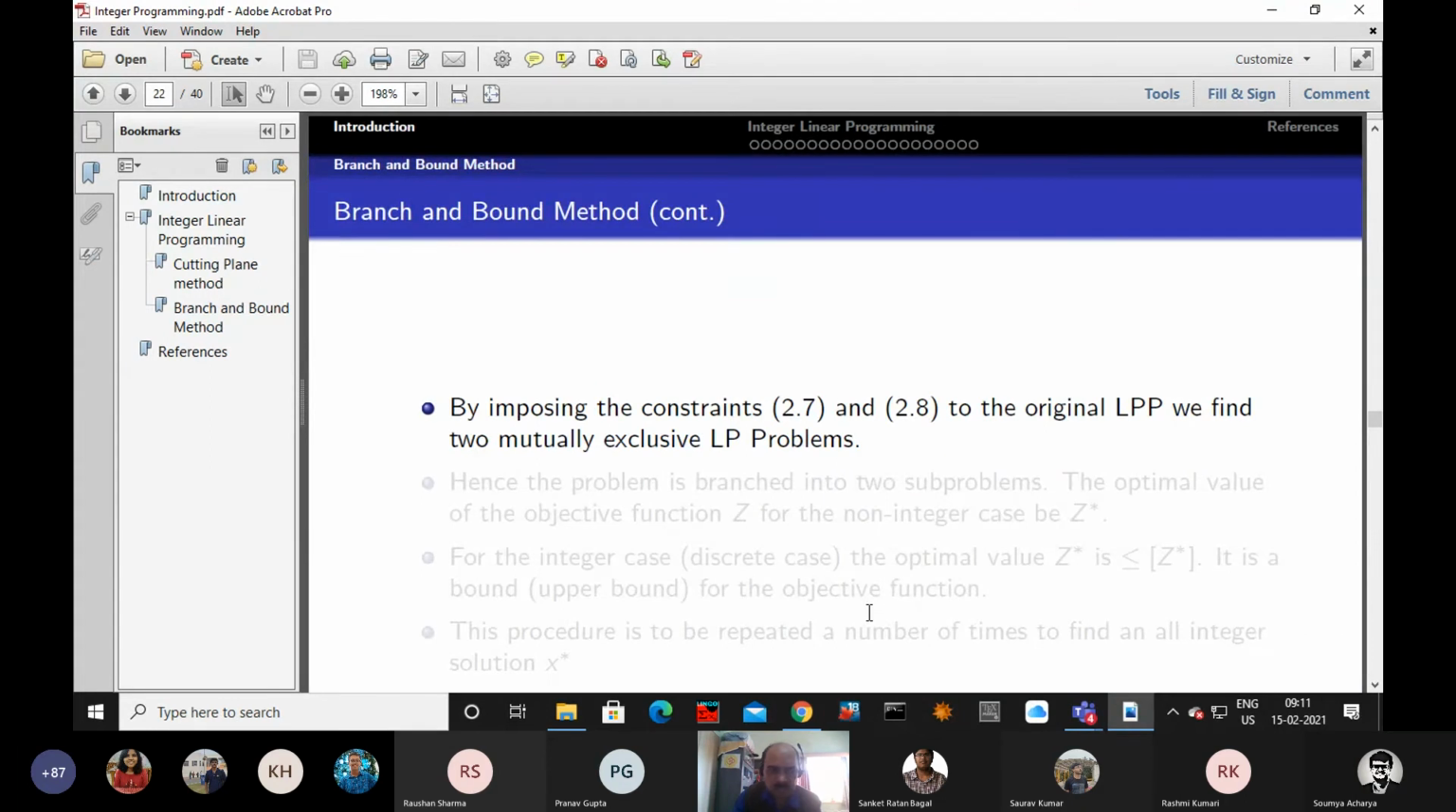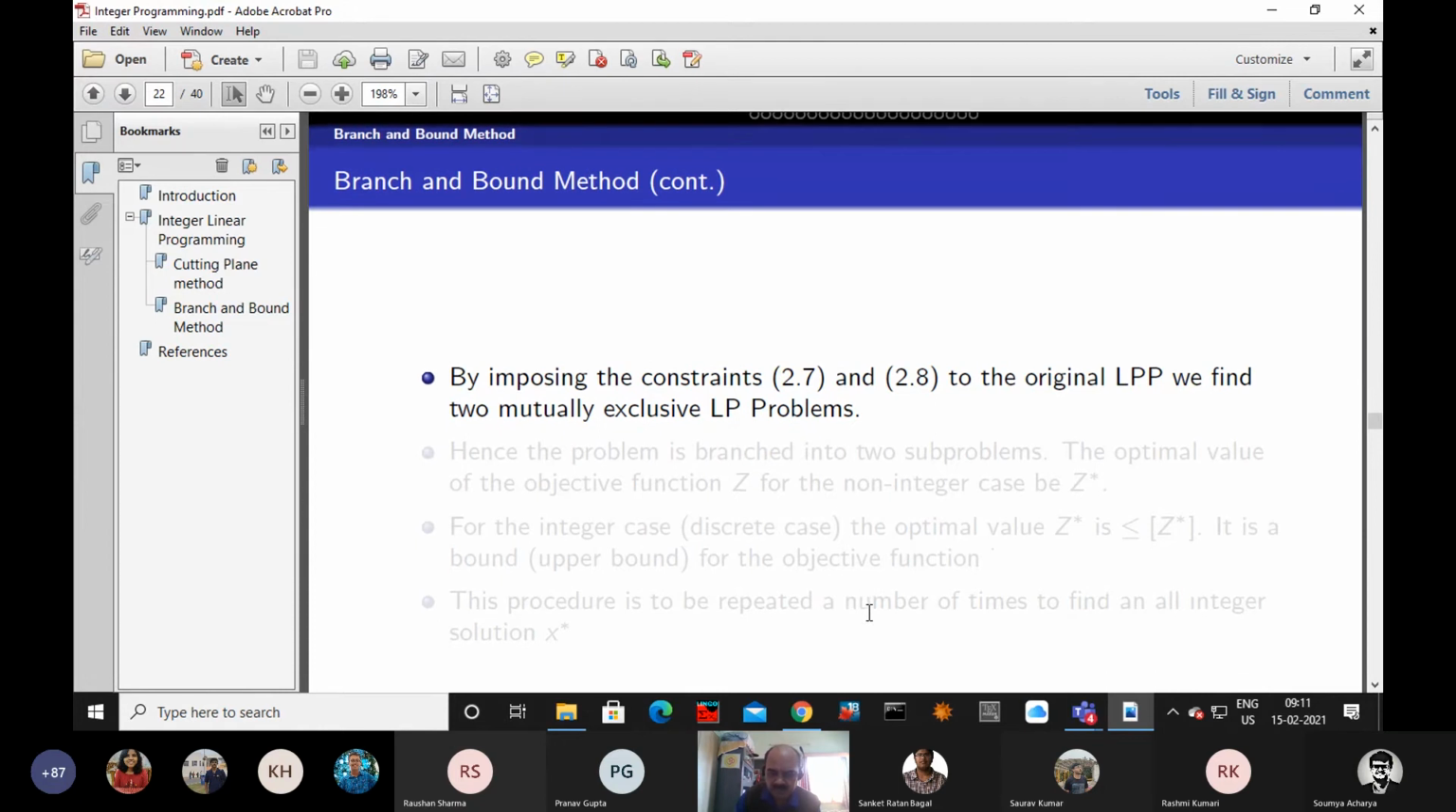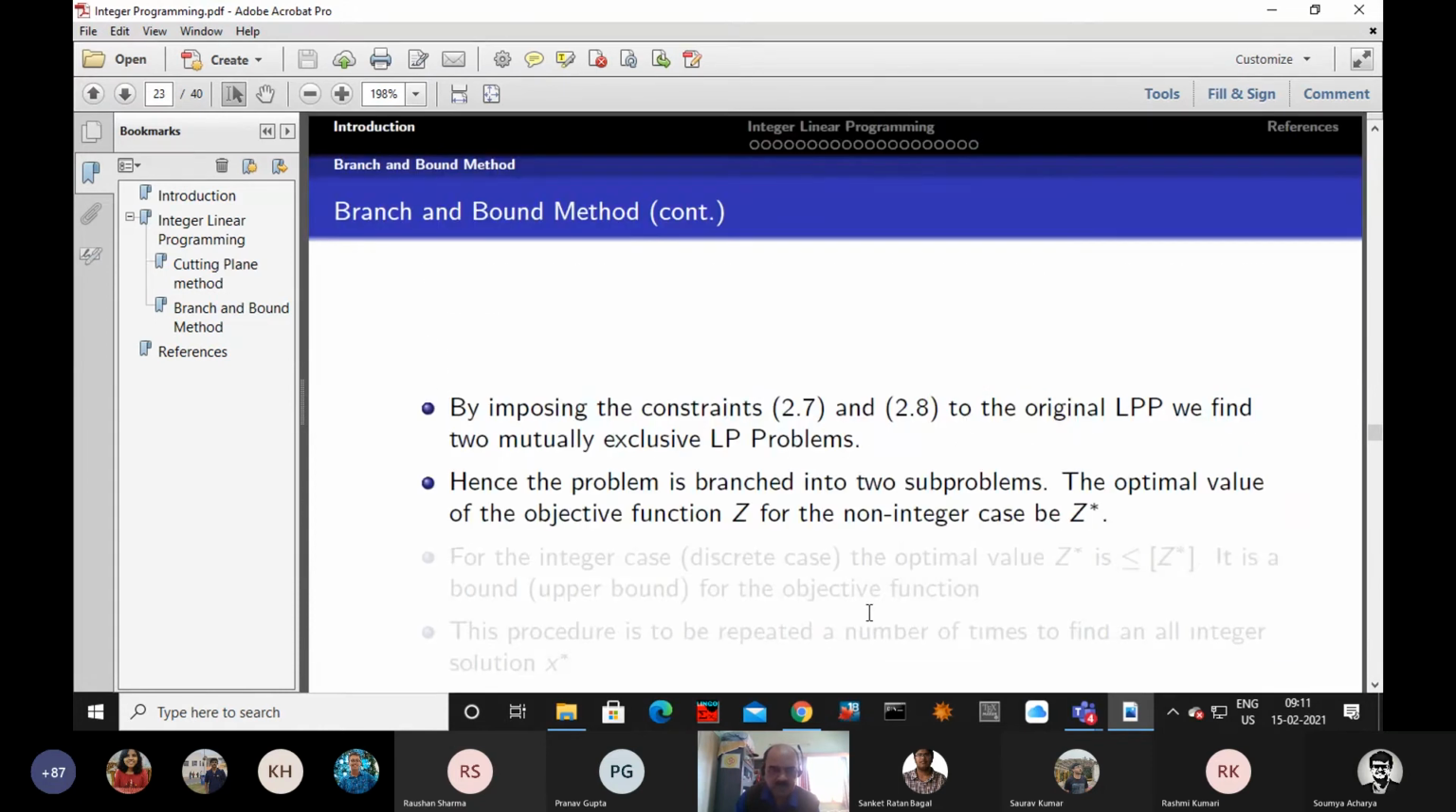In branch and bound, by imposing constraints 2.7 and 2.8 that we discussed on the original linear programming problem, we find two mutually exclusive LP problems. Hence the problem is branched into two sub-problems. The optimal value of the objective function z for the non-integer case can be like this.